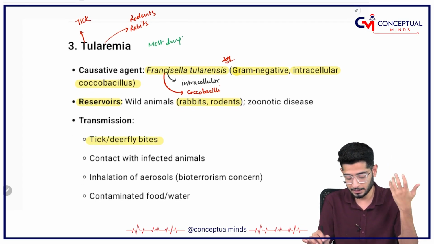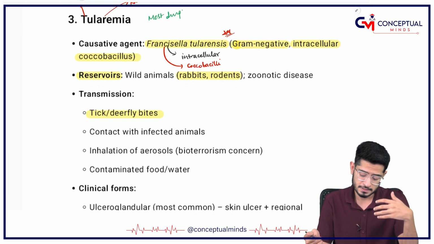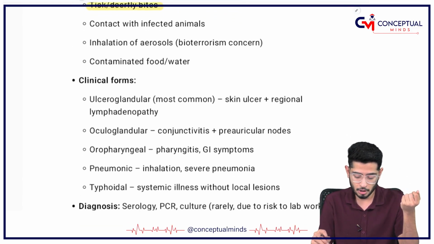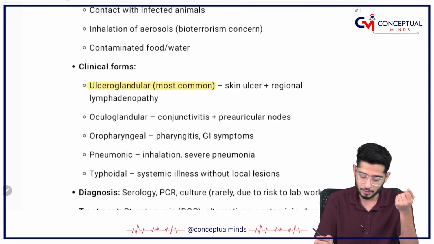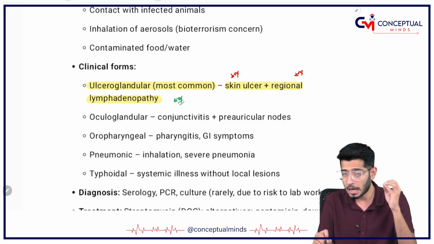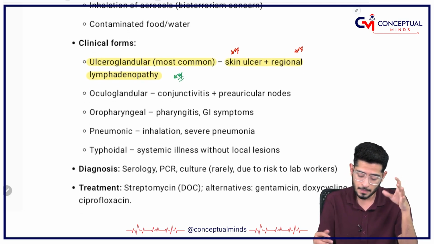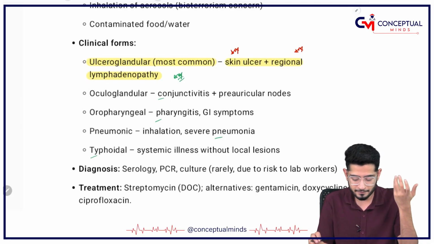Other modes include contact with infected animals, inhalation of aerosols, contaminated food and water. Okay. But what is the most common form? This is ulceroglandular. That means it causes skin ulcer plus regional lymphadenopathy. Ulceroglandular is the most common type. Otherwise, it can cause pharyngitis, conjunctivitis, pneumonia, typhoid, everything it can cause.